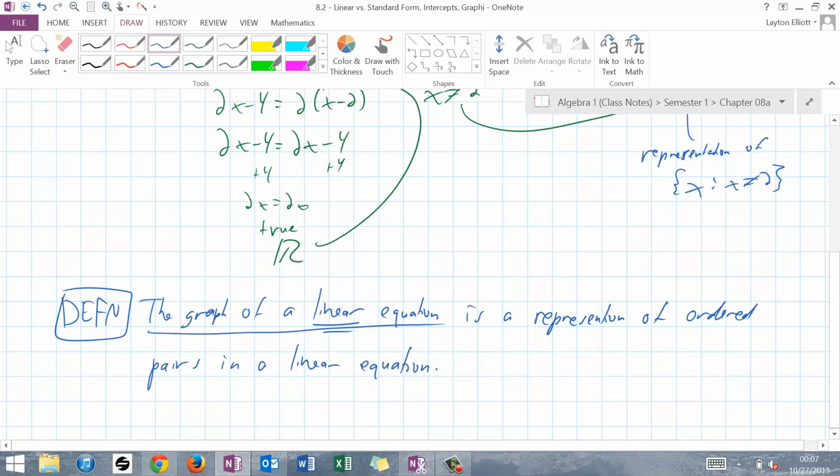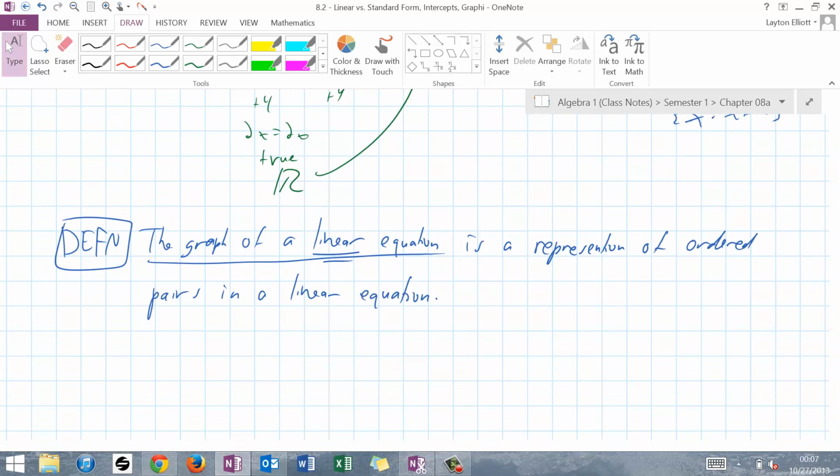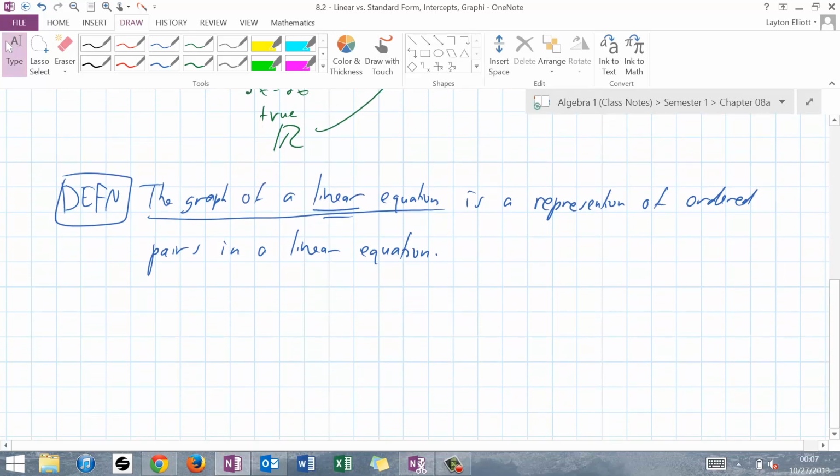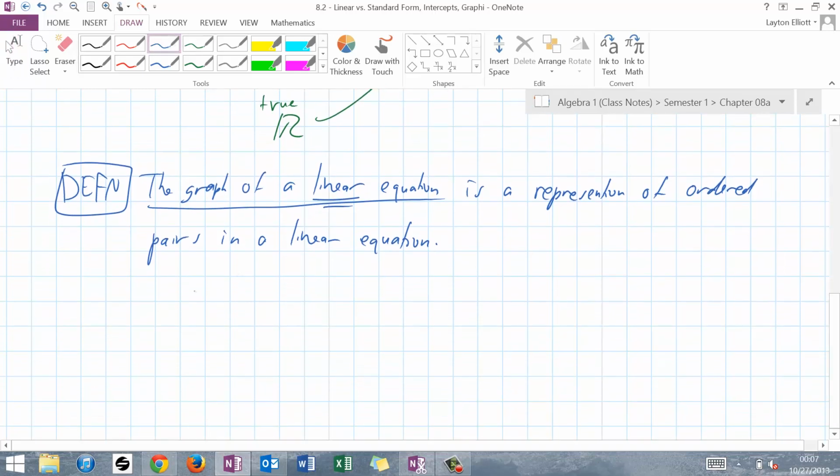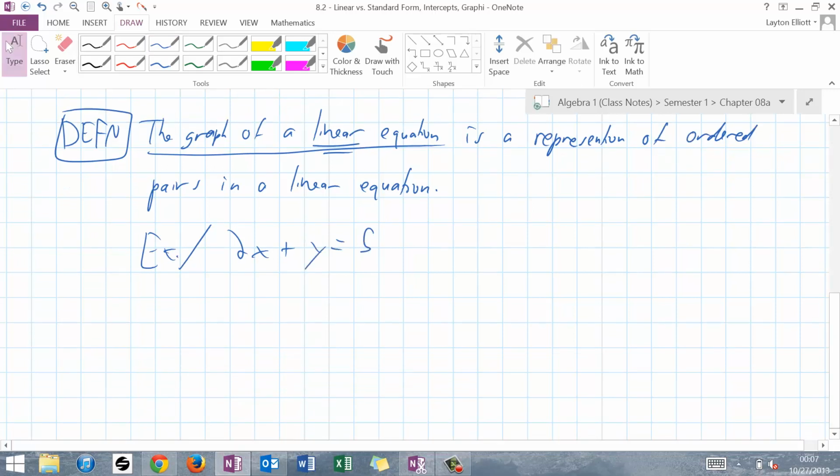So, if I get an example of a linear equation, I could have something like this: 2x plus y is equal to 5. And if I'm looking for possible ordered pairs, I could just kind of guess and check some, like 2 for x and 1 for y works, and 0 for x and 5 for y works.